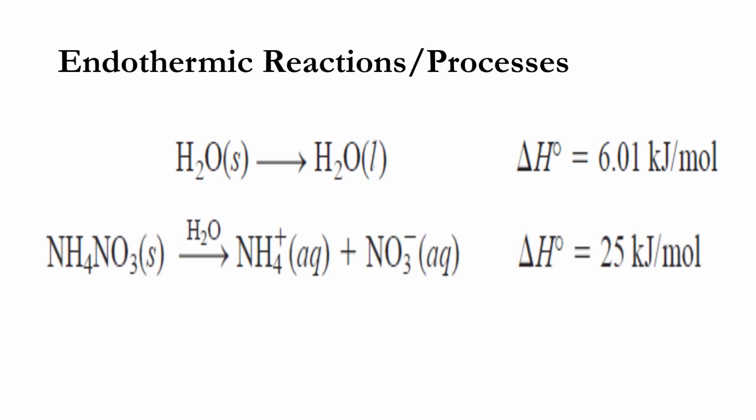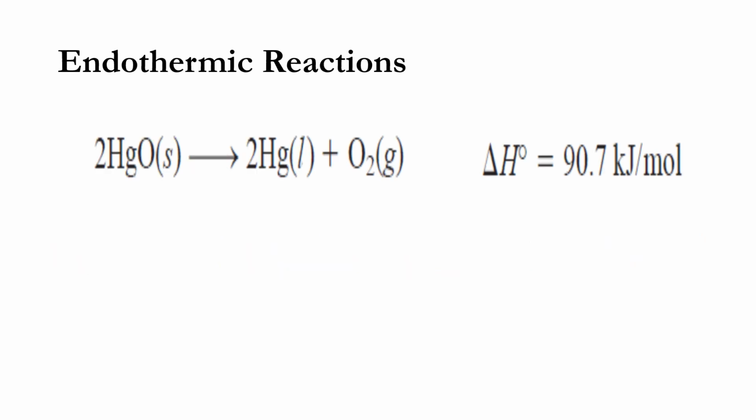Another is the ionization or dispersion of the ions of ammonium nitrate when dissolved in water. This ionization of ammonium nitrate in water is accompanied by absorption of 25 kilojoule per mole. So these are two examples of endothermic processes that are spontaneous, but they are absorbing energy.